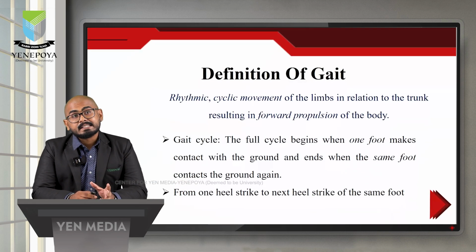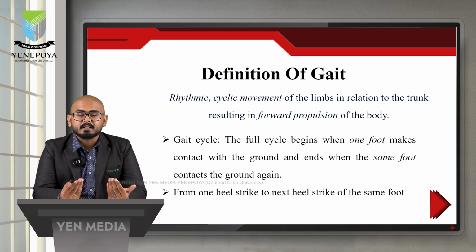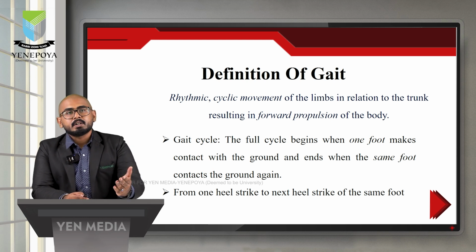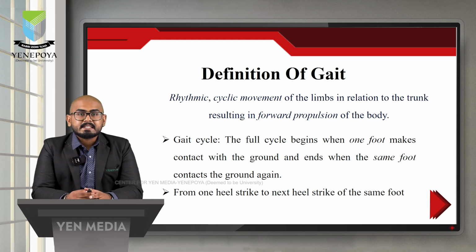Now, what exactly is gait? Gait is nothing but a rhythmic cyclic movement of limbs in relation to the trunk, resulting in forward propulsion of the body. This means nothing but how coordinated our trunk and our limbs work to get us forward in the body. Now, what is gait cycle?